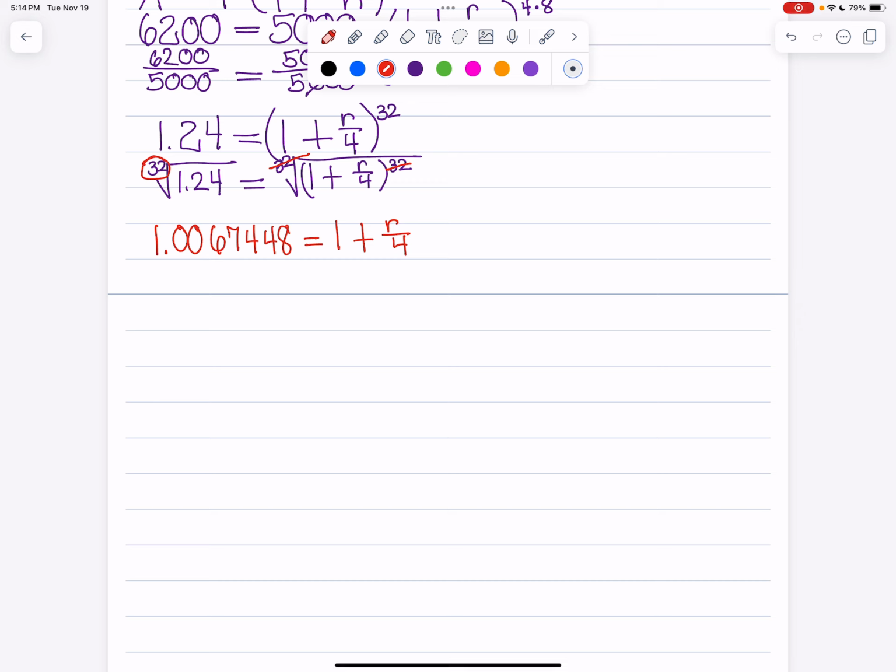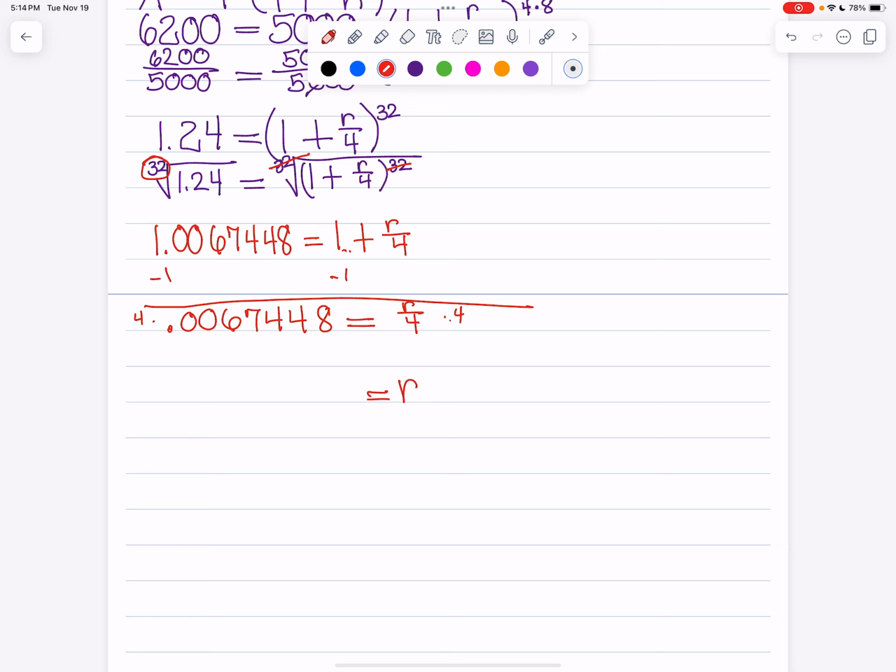Now, we get into r. Y'all with me? Okay. The first thing I did is get rid of this. How do I do that? Minus 1, right? And when I subtract 1, look what I get: 0.0067448 equals r divided by 4. How do you solve this for r? We multiply each side by 4. Sorry, I didn't mean to say divide. That's what we do. And when we multiply by 4, we'll get r.